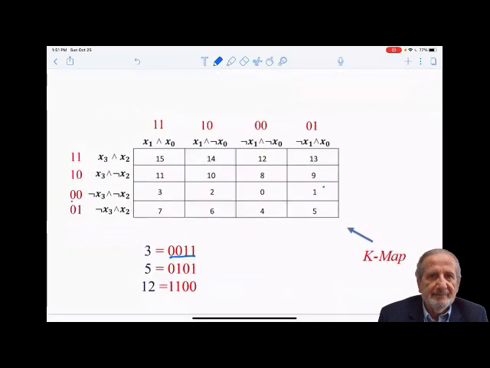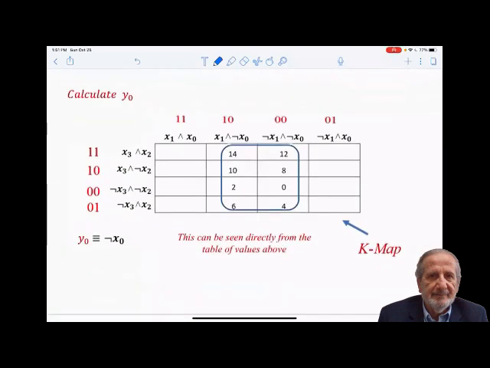So when you go there and put that here, to calculate Y0, you have 0, 2, that's where they are, okay? So you group them all together. So what happens, all of this cancels. On top, X1 cancelled, not X1, and you're left with not X0. See, that's your answer right there.